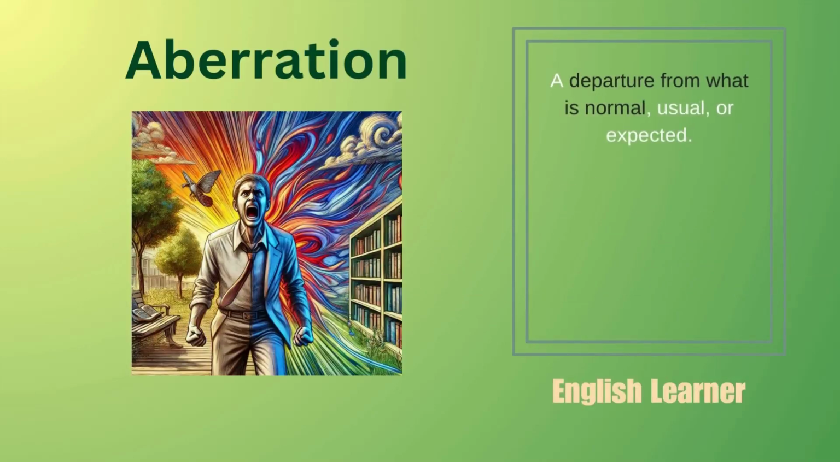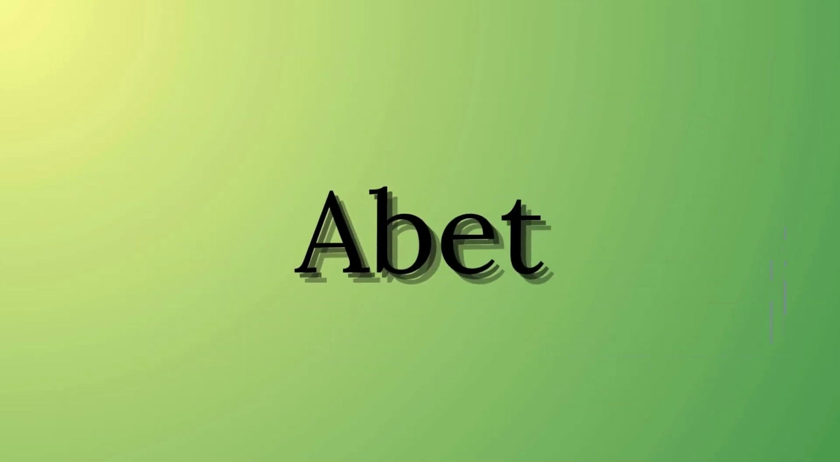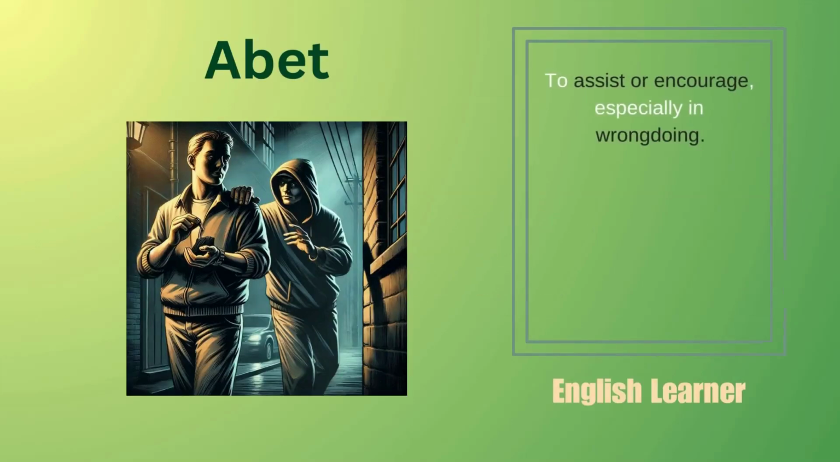Aberration, a departure from what is normal, usual, or expected. Example: the outburst was an aberration from his usually calm demeanor. Abet, to assist or encourage, especially in wrongdoing. Example: she was accused of aiding and abetting the criminal.